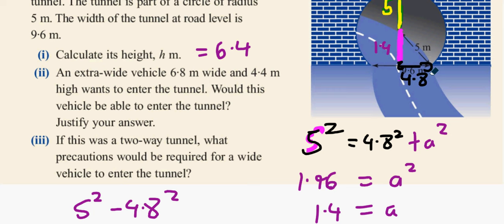The next part says an extra wide vehicle, 6.8 meters wide and 4.5 meters high, wants to enter the tunnel. Would this vehicle be able to enter the tunnel? No. Well, I'm going to do a quick diagram here, okay?